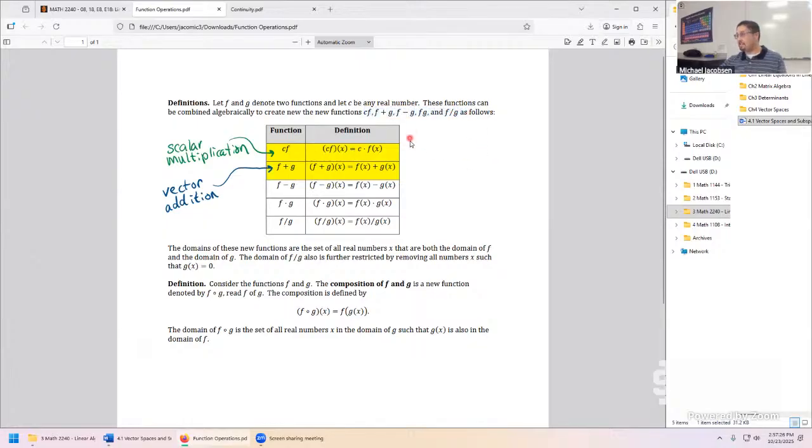Here's a whole set defined through here. Composition of functions is also important. But if you're only thinking in terms of linear algebra, these are the two that we're most interested in. Scalar multiplication is this, cf. If you want to define cf, it looks like this. cf at an input x, we're now using function notation, is defined to be c times the old function f at x.